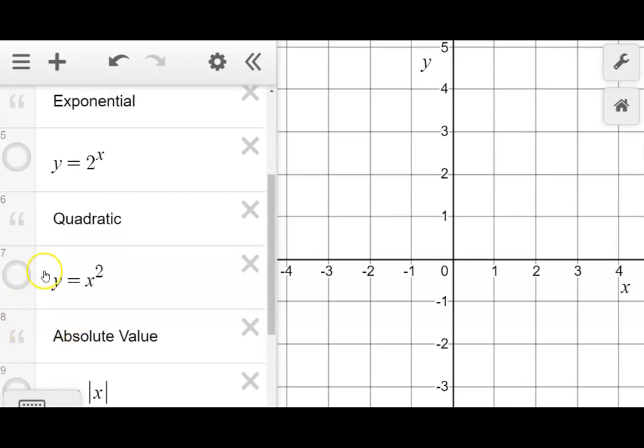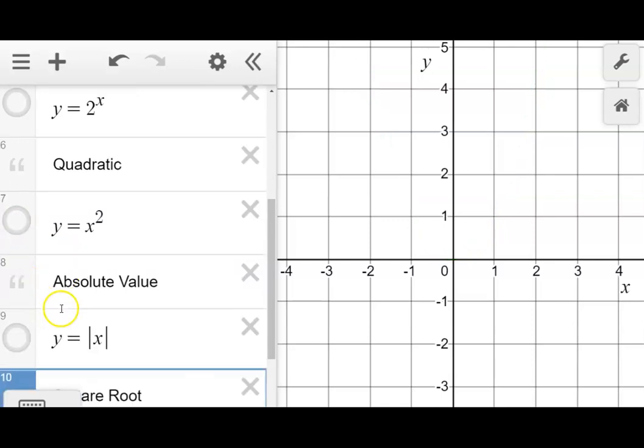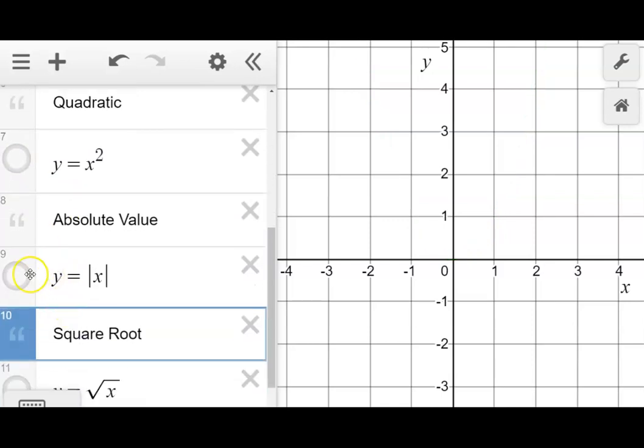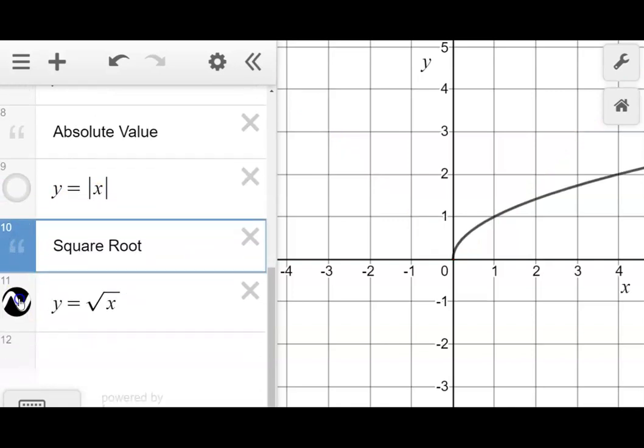The next function family is quadratic. The parent function is y is equal to x squared, and the graph will always produce a parabola. Next is absolute value. The absolute value graph will look like a V-shaped graph. The parent function is y is equal to the absolute value of x. And then finally, square root. The square root parent function is half of a parabola, and it goes off to the right. Y is equal to the square root of x.